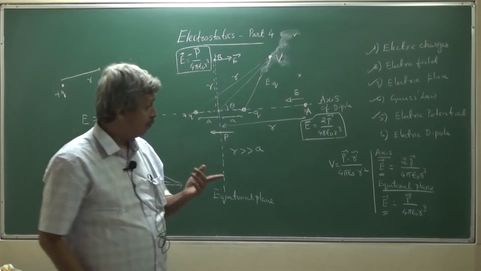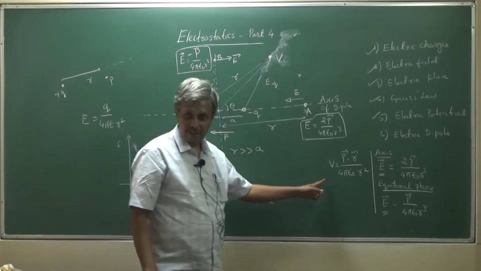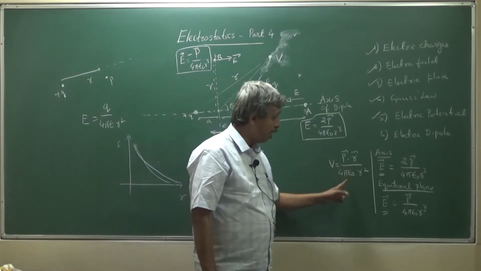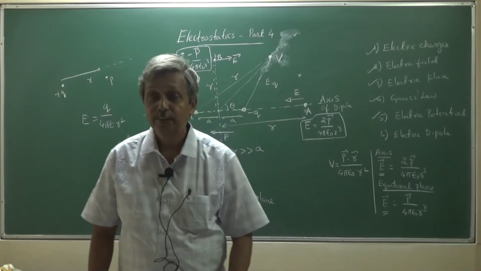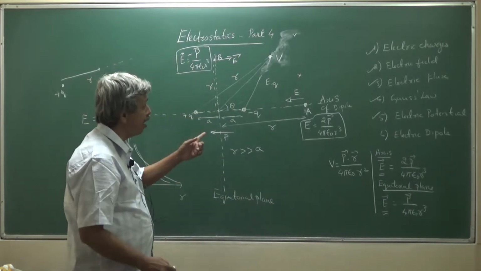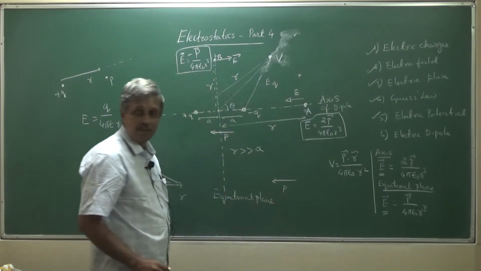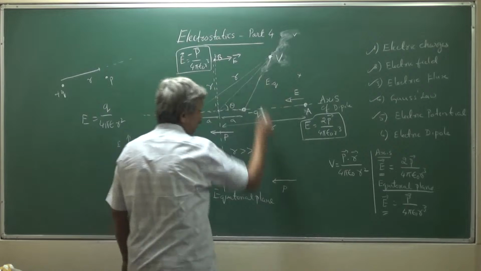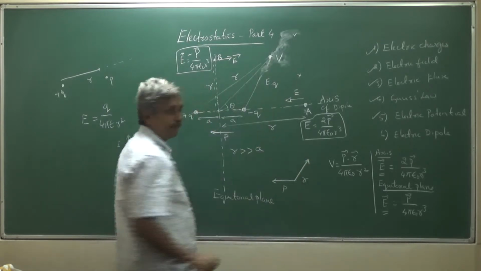What is that formula? Again, I'm not going to do the derivation. The formula is here: V is equal to P dot R divided by 4 pi epsilon naught R squared. Look at this, P dot R. P is like this. This is P. R is this, the direction.